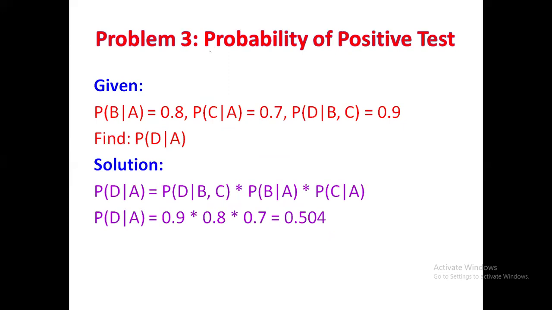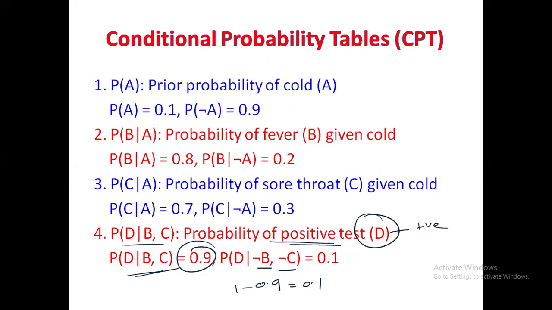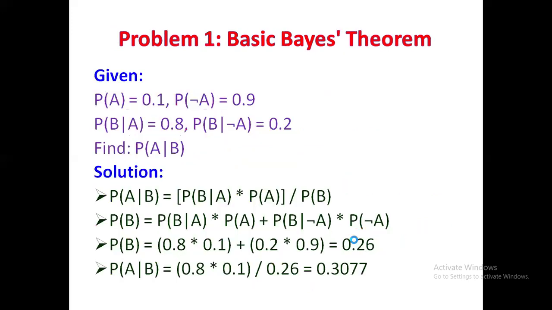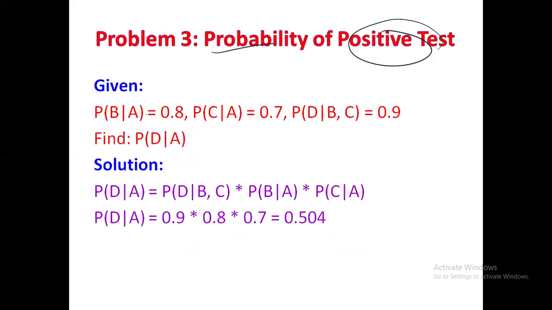And the third problem, by using the same case: probability of positive test. Here, what is the question given? D is given. In the question you can see this D is the probability of positive test. So that is the third problem. Probability of B given A is given and C given A is given. D given BC is 0.03. Find probability of D given positive with the probability of A.